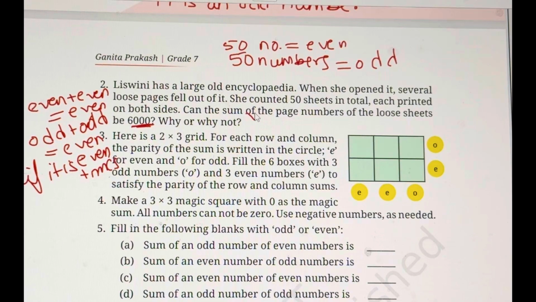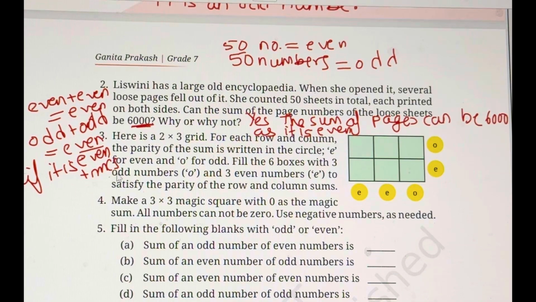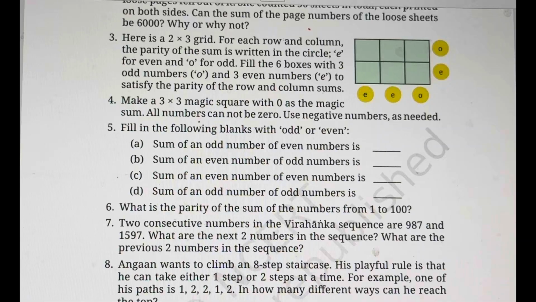So what will you write? Yes, the sum of pages can be 6000 because 6000 is an even number. And according to the parity logic which I explained, even plus even gives you even, odd plus odd also gives you even if it is an even number of times. So 50 is an even number of times, so 6000 is a possible answer. Correct? Question number 3. Here there is a 2 by 3 grid.